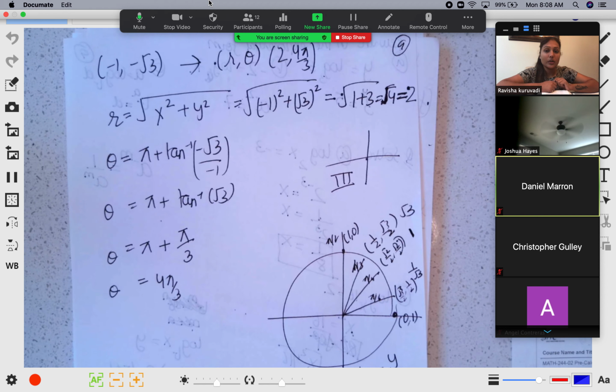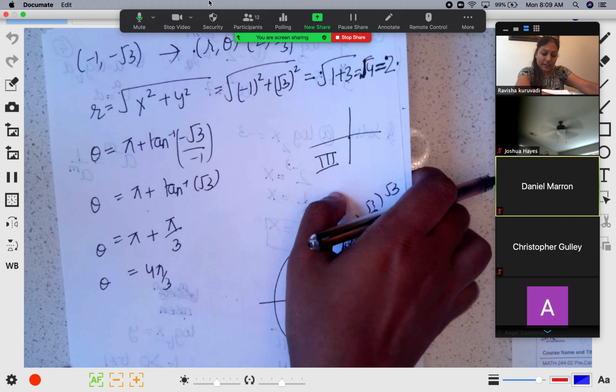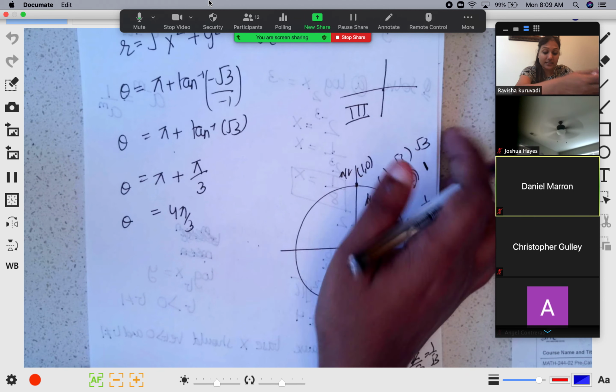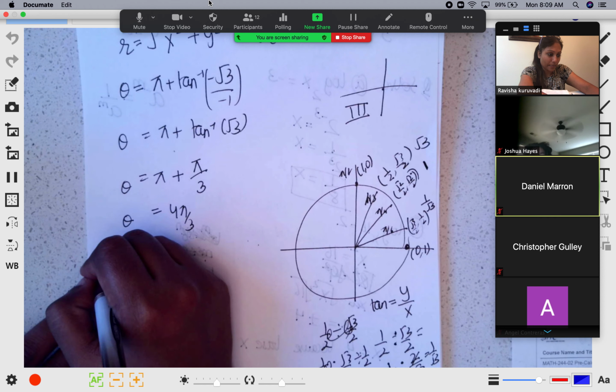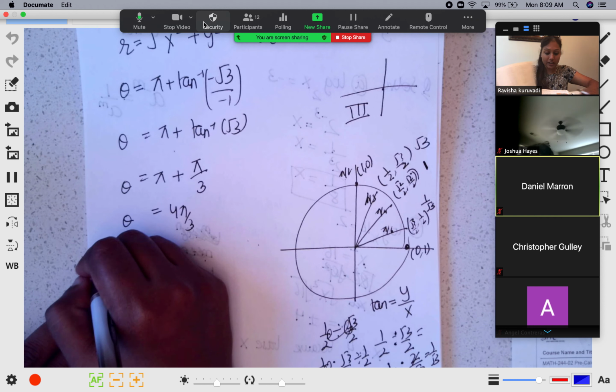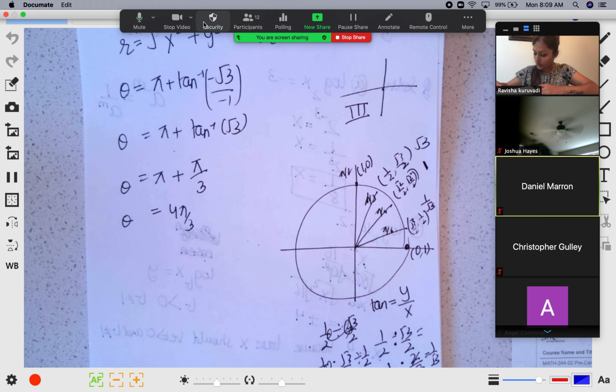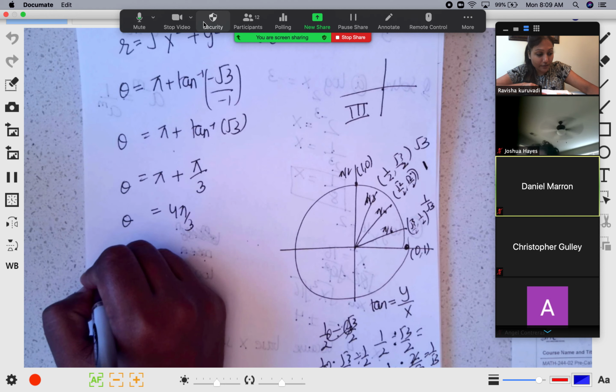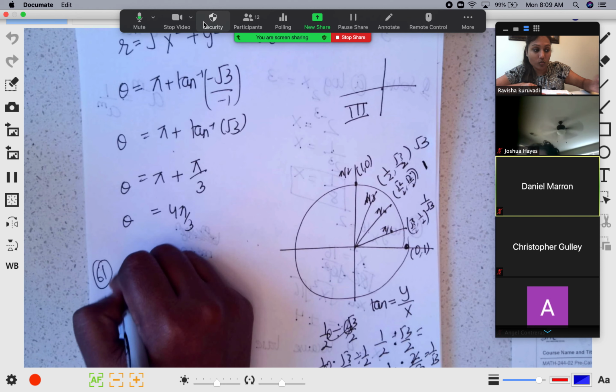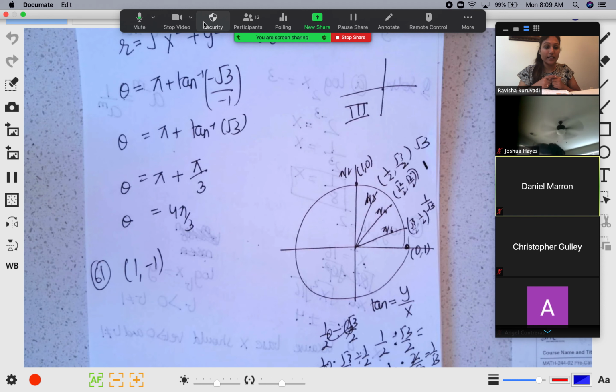So this is basically what we did right now, when your x and y are not equal to 0. Before going to that, I wanted to do an example on this. Let's do 61. I want you to find the polar coordinate for 1, negative 1. I want everyone to do this. Polar coordinate for 1, negative 1.